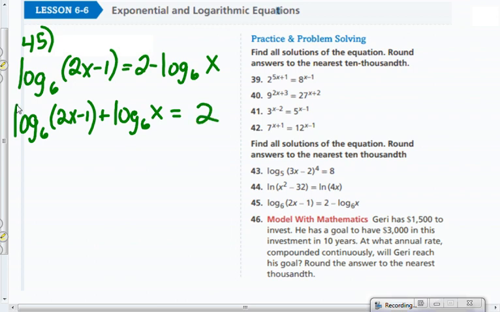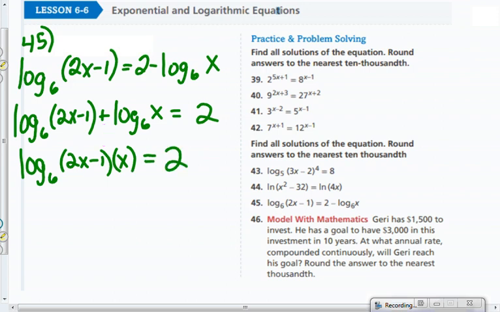Okay? So once the logs are gathered, do they have the same base? Yes. So you can apply the product rule, which states that if two things are being added, what can you do with their arguments? Multiply them.